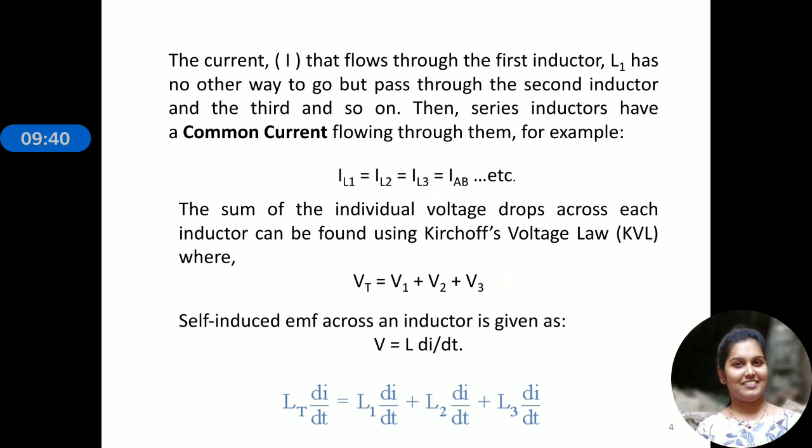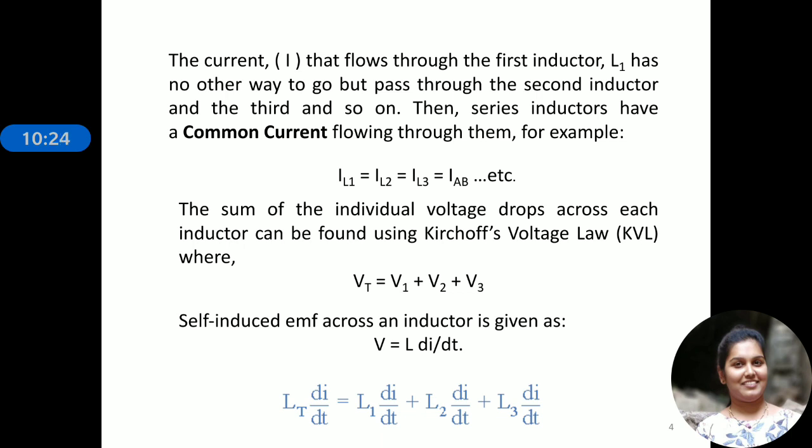In order to calculate the total inductance of this series circuit, we have to take the self-inductance of each inductor, that is, the inductance of L1, L2, L3, so that we can calculate the value of the total inductance of the series circuit. We know that the self-induced EMF across an inductor, in terms of voltage, is given by V is equal to L di by dt, right? This is what we discussed in the previous videos.